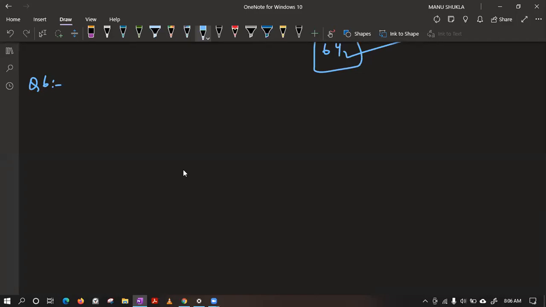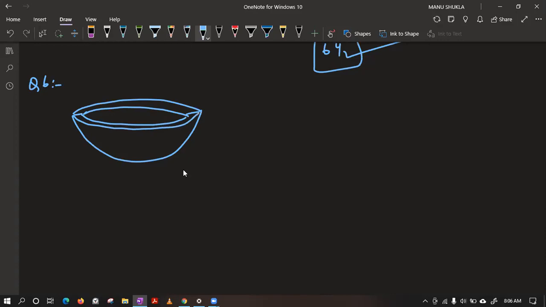It is saying a hemispherical tank is made up of iron sheet 1 centimeter thick. So they are telling us we have a hemispherical bowl which is made up of a sheet of iron which is 1 centimeter thick. That means it is a case of a hemispherical bowl, like this. Now there are two radii in this case. One is this R in and one is this R out.